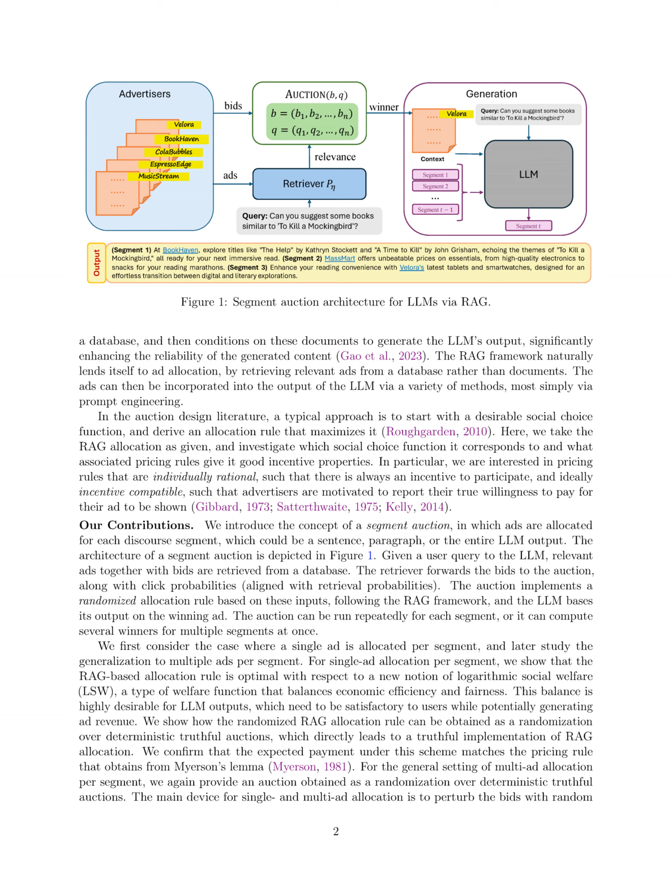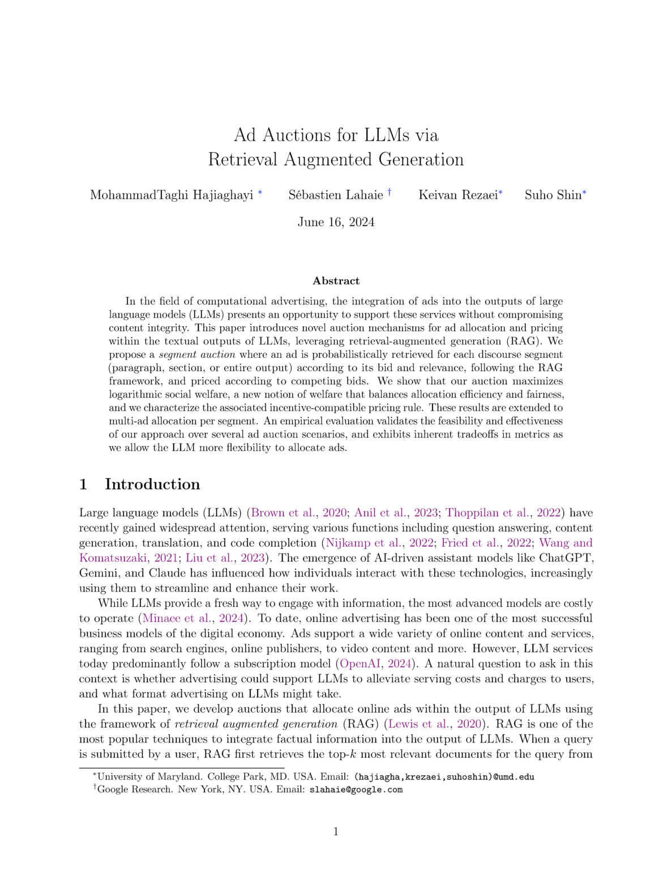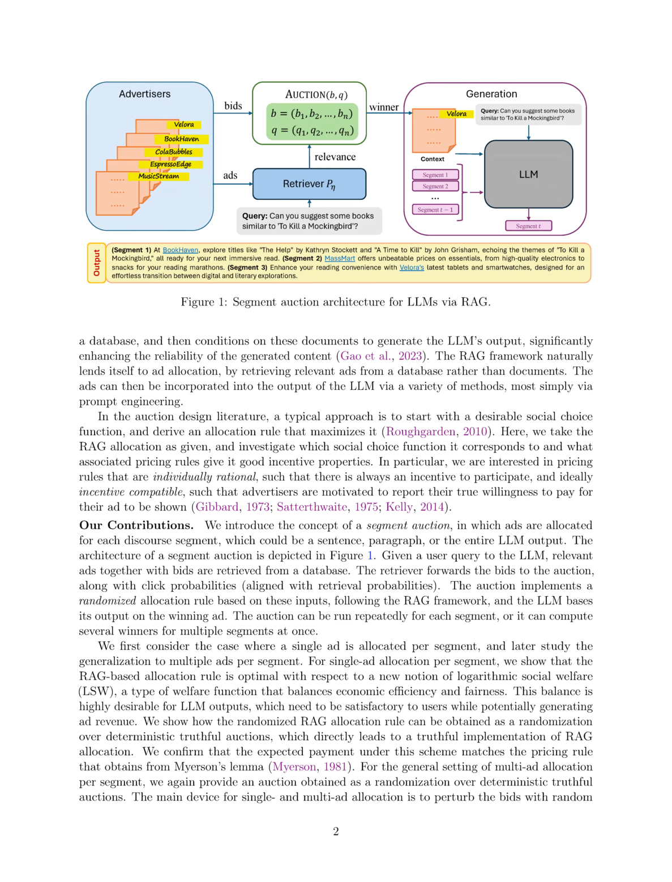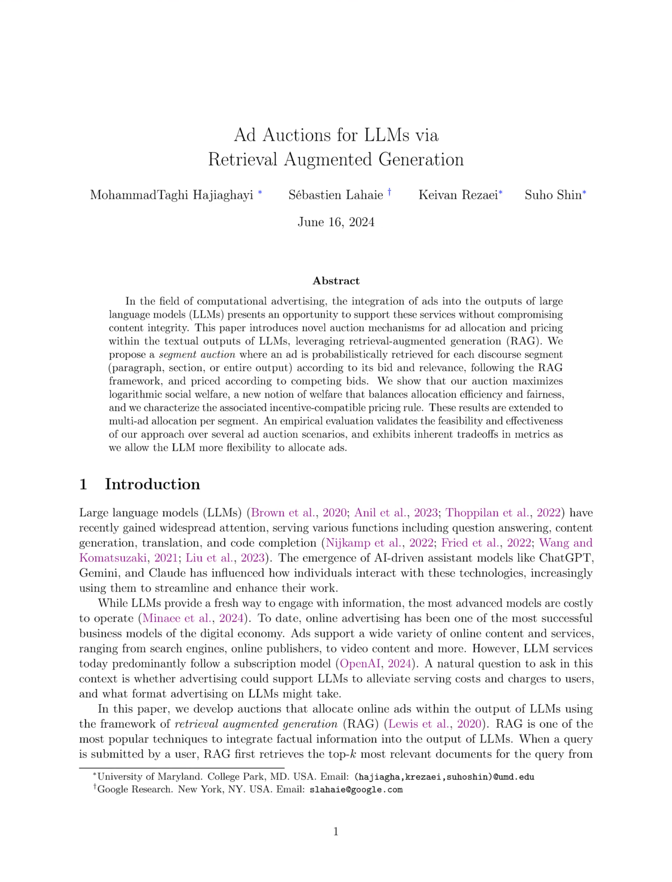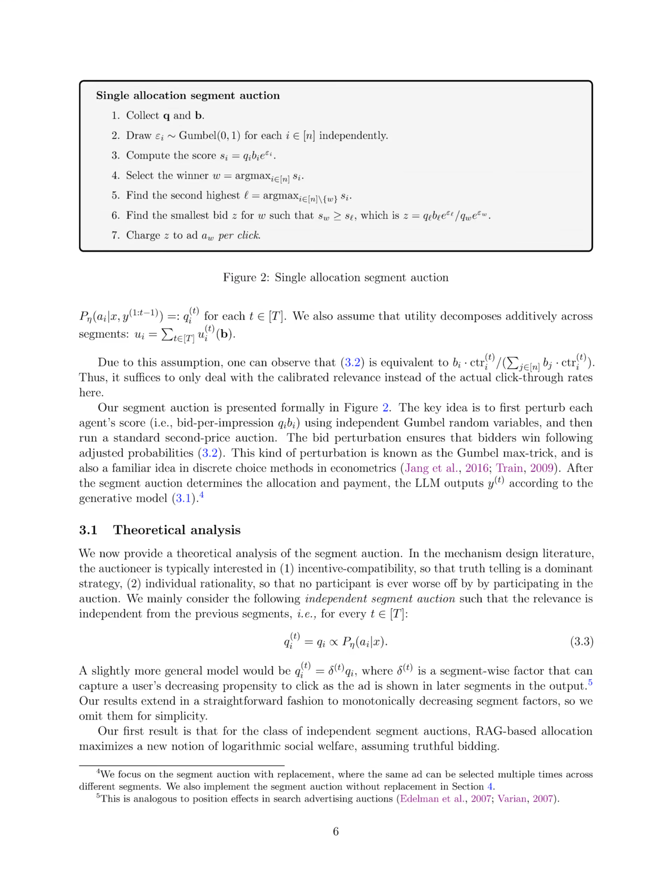5. Randomization. The randomized RAG allocation rule is obtained as a randomization over deterministic truthful auctions, ensuring truthful implementation of ad allocation. 6. Payment rules. The expected payment under this scheme matches the pricing rule derived from Myerson's lemma. 7. Multi-ad allocation. The mechanism later extends to multiple ads per segment, perturbing bids with random additive offsets to accommodate multi-ad allocation.